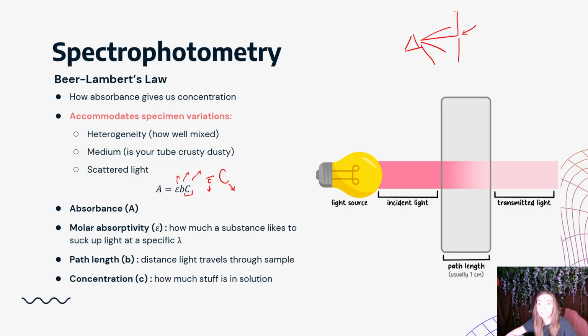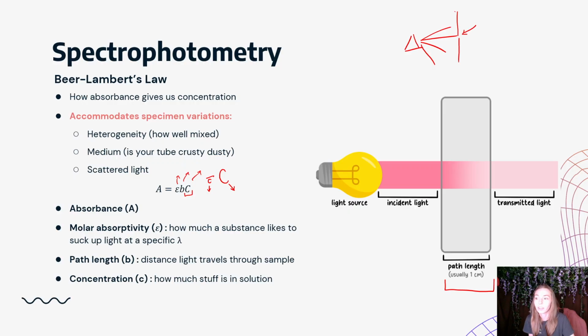Path length is the distance that the light travels through the sample. For our purposes, it's usually 1 centimeter. That is in part because it's small, which means that we only have to run a small amount of sample, but also because it makes the math significantly easier. It means that you don't have to worry about some stuff with math. It's wonderful. We love it when it's 1 centimeter.